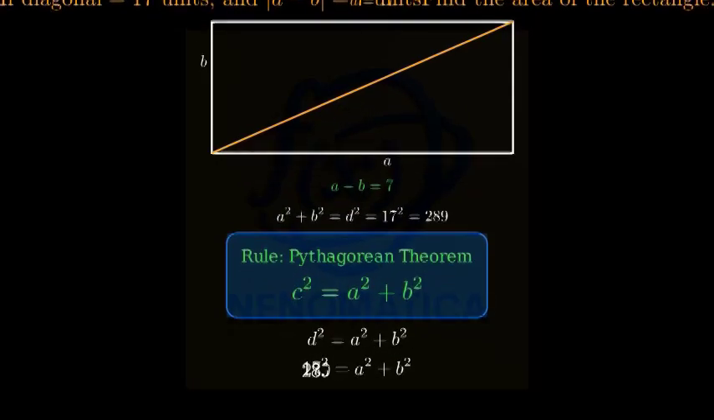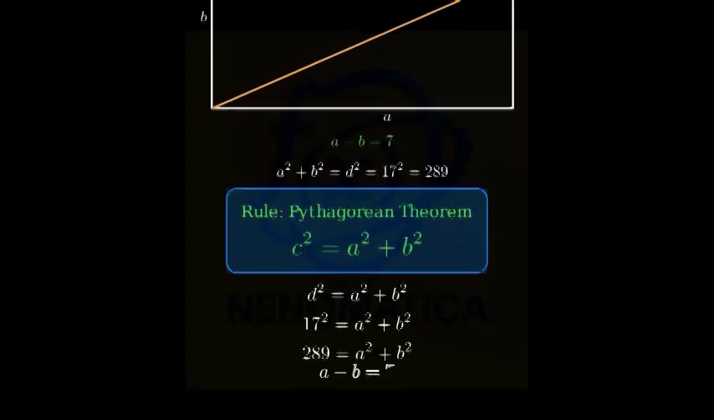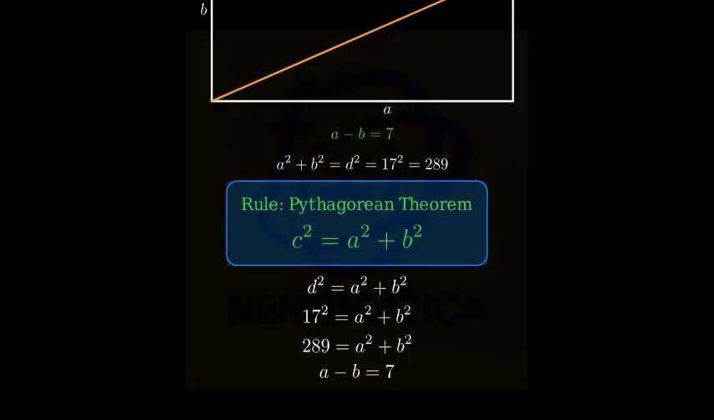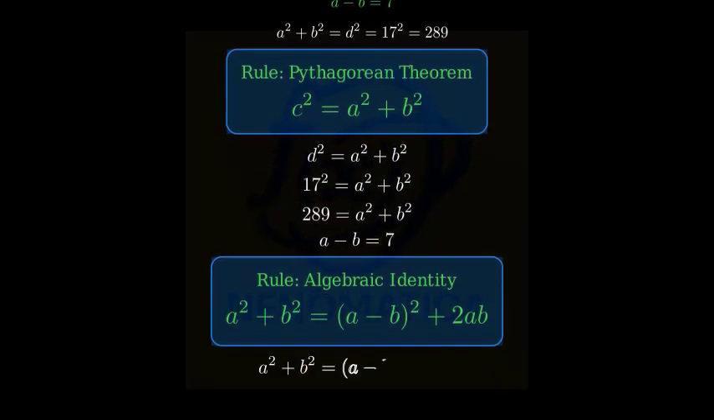Since the diagonal is 17, we have 17 squared equals a squared plus b squared, which gives us 289 equals a squared plus b squared. We also know that a minus b equals 7. Let's recall a useful algebraic identity. A squared plus b squared equals the square of a minus b plus 2 times a times b. Let's use this to help us solve the problem.